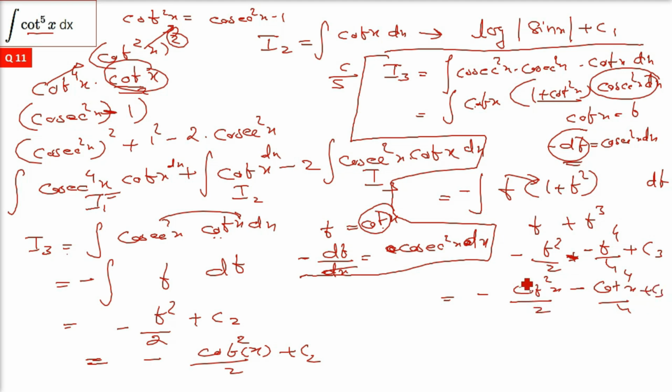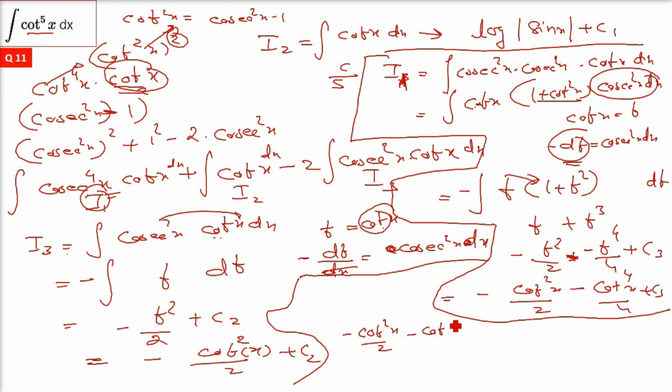Now we will combine I1, I2 and I3. You can call them any of I1, I2, I3, it's up to you, it doesn't matter. You just have to combine them finally. When you combine them, don't forget about the sign here. So cosec 4x into cot x gave us negative cot square x by 2 minus cot raised 4x by 4 plus C3, or C1 you can call it, because C1, C2, C3 are all intermingled now. This is the first term. C1 plus C2 plus C3 will eventually be called capital C, that we will deal with later.